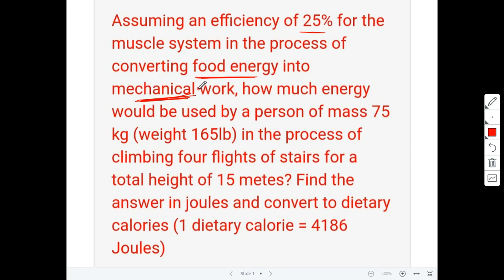Yes. The person's mass is given, but the height is also given. In the process of climbing 4 flights of stairs for a total height, that person is actually climbing 15 meters of height. That means we can calculate the mechanical work from here. Unclear? Clear. So calculate the mechanical work first.